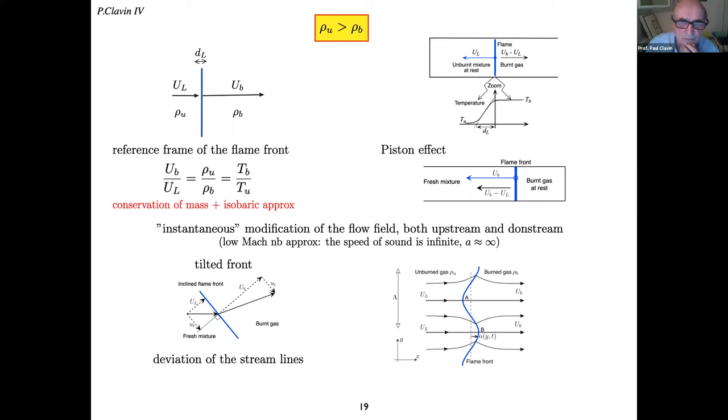It turns out that the physical interpretation of the Darrieus-Landau hydrodynamic instability can be explained without calculation on this picture here. Because of the deflection of the streamline, when you wrinkle the front, here is the fresh mixture on the left, burned gas on the right. It turns out that the flow is going to have this shape, and to satisfy the deflection of the streamline, because the burned gas are less dense than rho u.